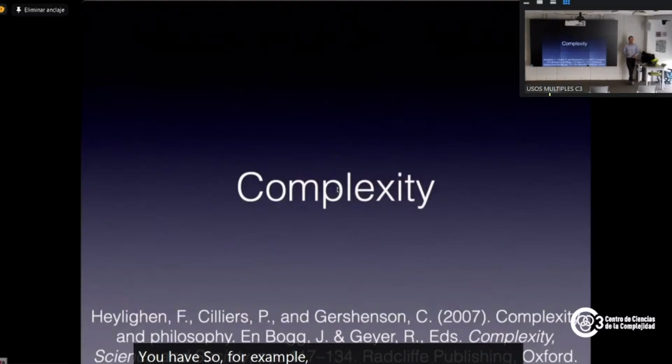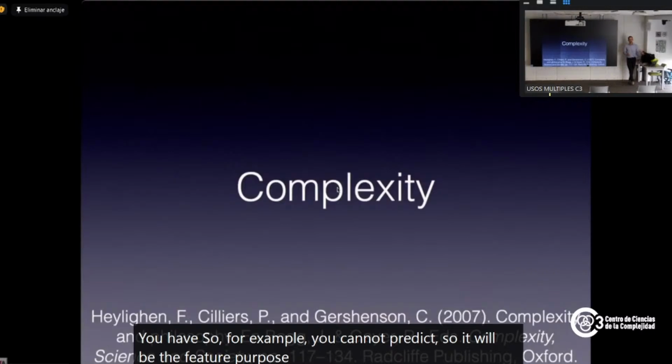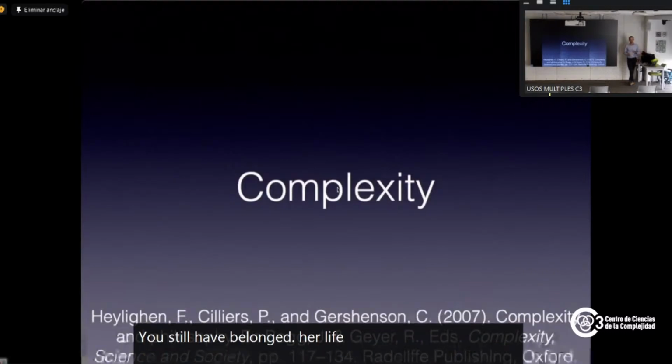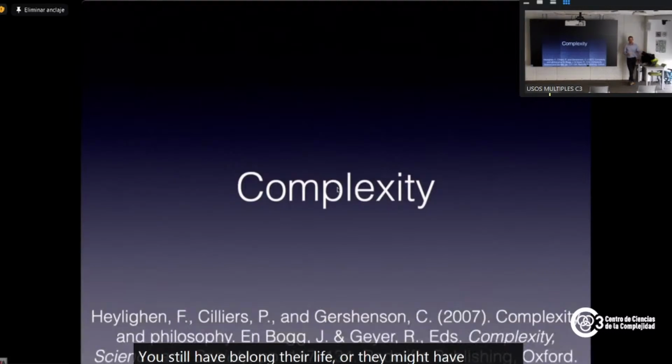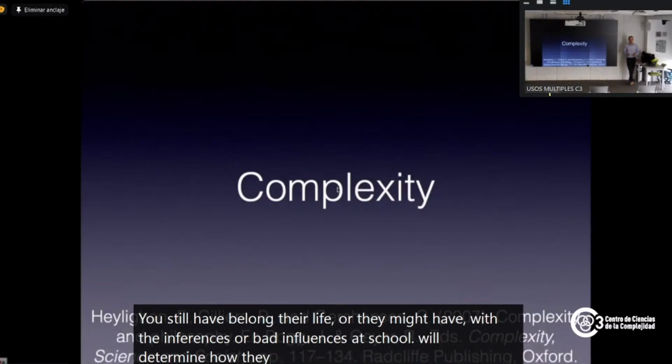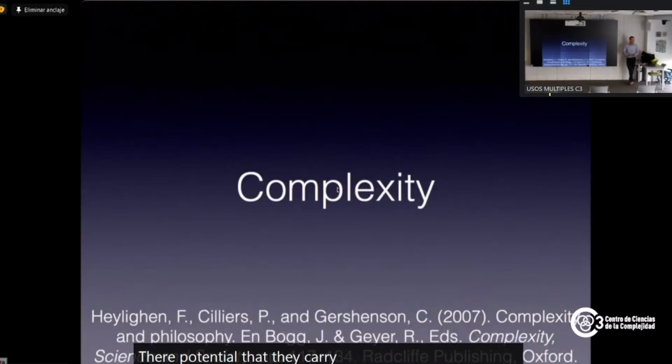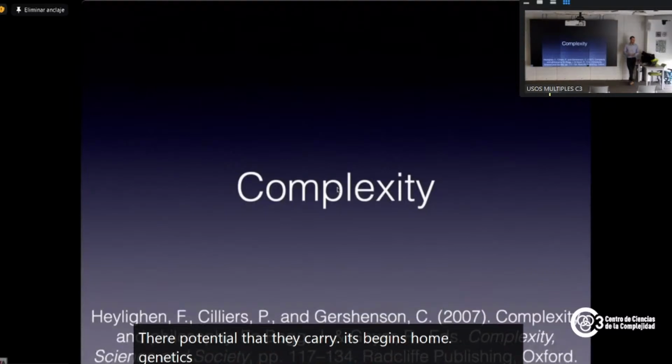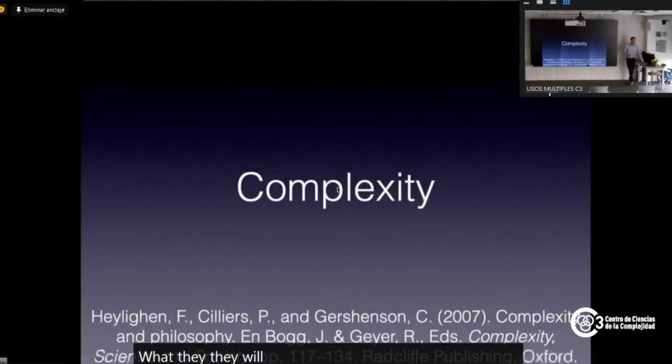So, for example, you cannot predict what will be the future of a person if you don't consider the interactions they will have along their life. They might have good or bad influences at school, and that will determine how they develop, with, of course, the potential that they carry through genes and genetics, what they will bring forth to the world.